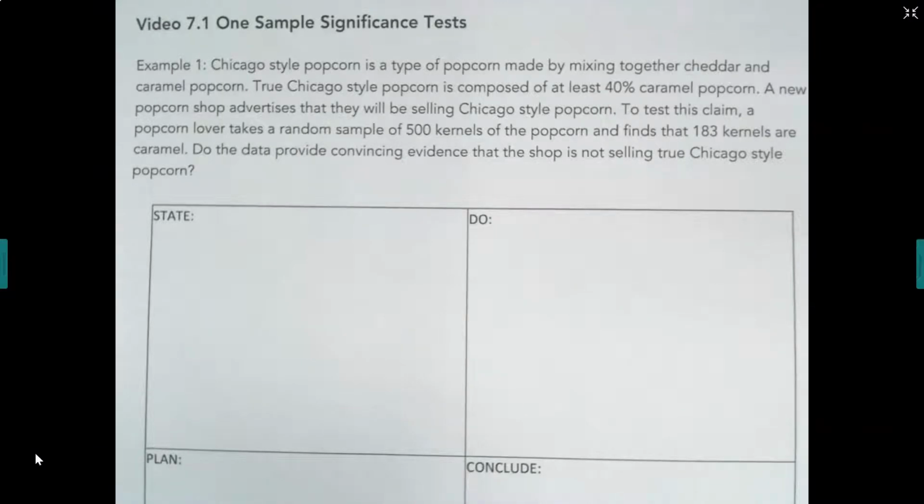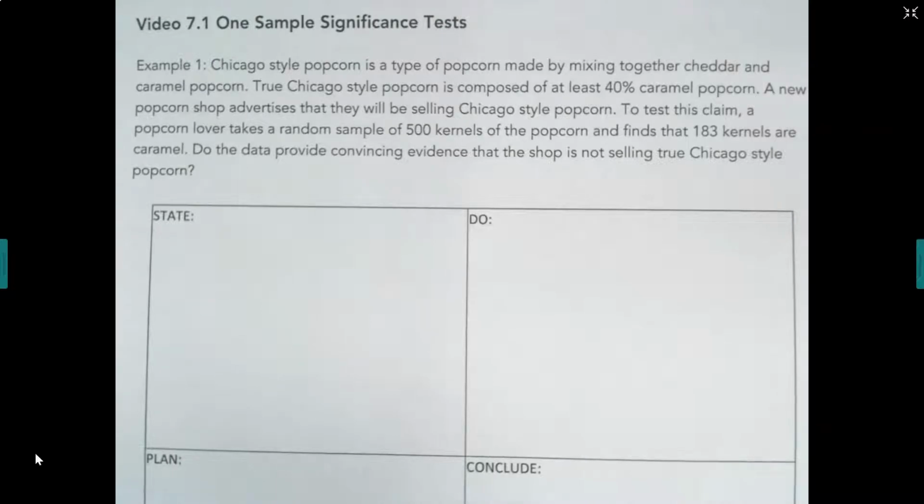For our scenario today, we have Chicago-style popcorn, a type of popcorn made by mixing together cheddar and caramel popcorn. True Chicago-style popcorn is composed of at least 40% caramel corn. A new popcorn shop advertises that they will be selling Chicago-style popcorn. To test this claim, a popcorn lover takes a random sample of 500 kernels of the popcorn and finds that 183 kernels are caramel. Do the data provide convincing evidence that the shop is not selling true Chicago-style popcorn?